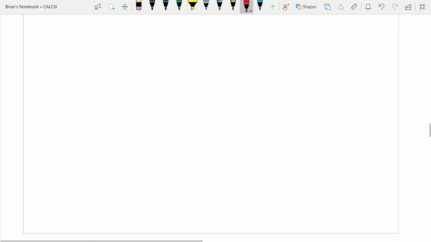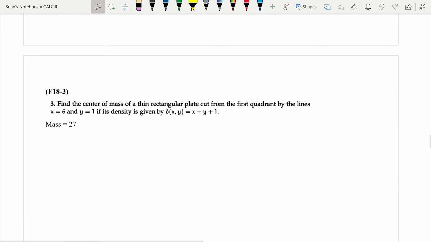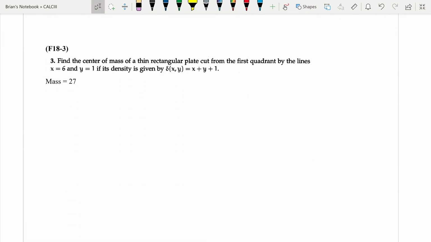We'll definitely get into some more complicated ones as the semester goes on, especially as exams come up. But yeah, we can also find this one. Find the center of mass of a thin rectangular plate cut from the first quadrant by the lines. So we've done this together in our sessions. And I can pull up the work for it here that we've already completed, so we kind of know where we're at.